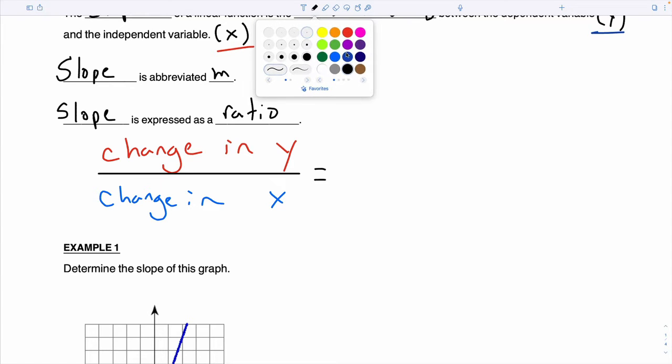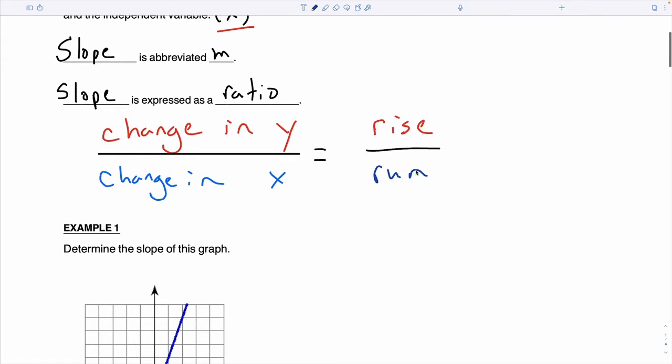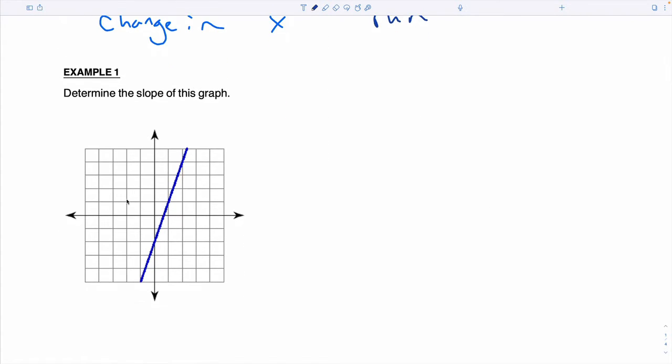In other words, you're going to think of the rise, how much it goes up in a graph, over the run. Rise over run as a ratio is going to be change in y over change of x. A lot of fancy math speak. Let's actually put it into an example.